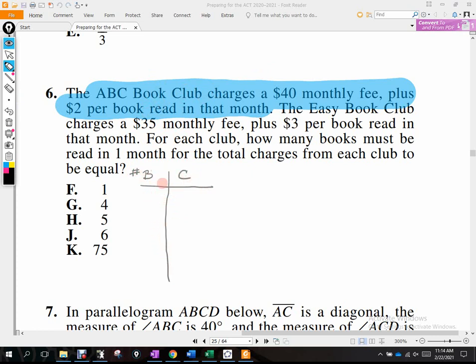If I'm in the ABC Book Club, 0 books is going to be how much of a cost? Nope. 40. I'm going to be a subscriber no matter what. I'm subscribing to this thing. It says a monthly fee of $40 plus $2 per book read in that month. Well, if I read no books, it's going to cost me $40. Make sense? Now, nobody would probably do that, right? I mean, how many times you subscribe to something but never use it, right? But that's what we're getting at here.